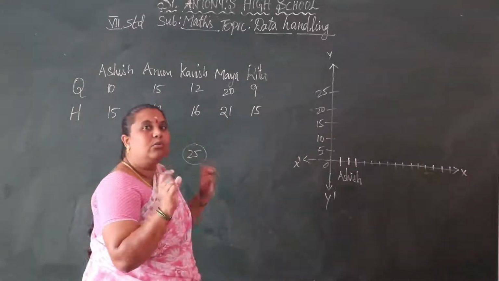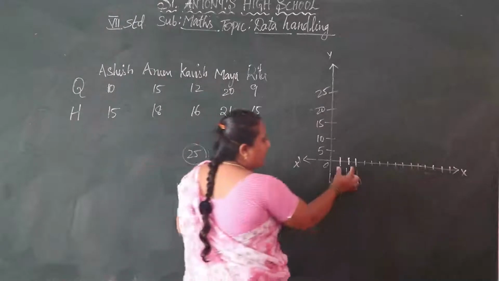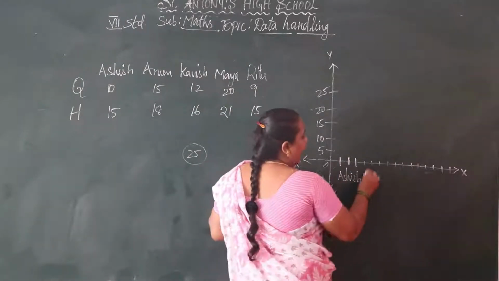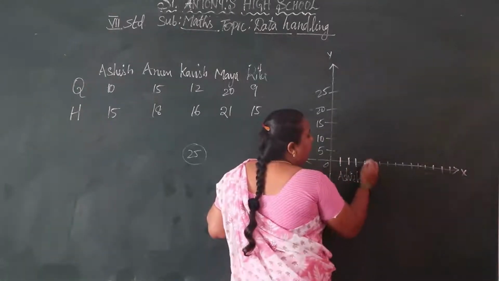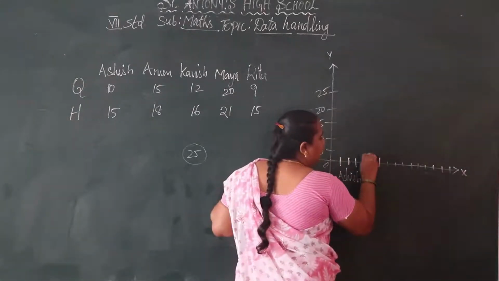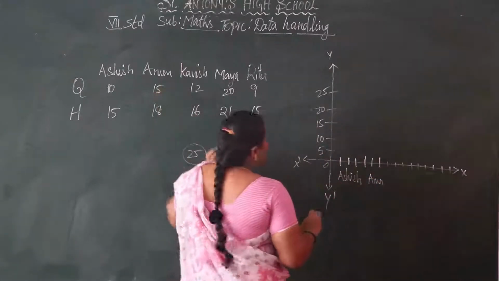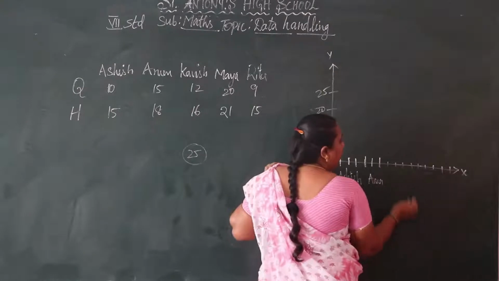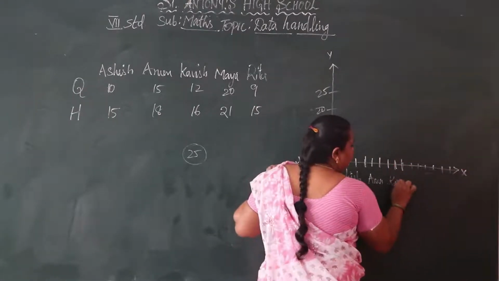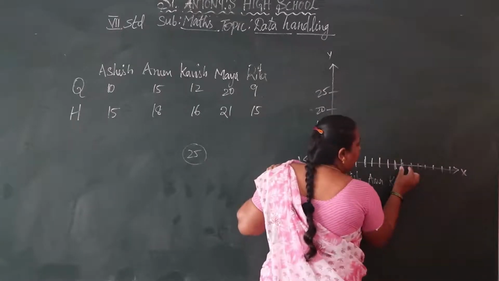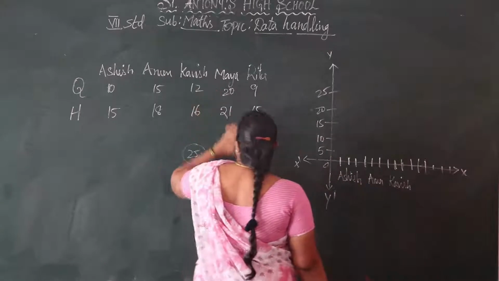So for 1 observation we take 2 units on the x-axis, and after that we give 1 unit of gap. Then we take another 2 units for Arun, then 1 unit of gap, then 2 units for Kavish, then 1 unit of gap, and then 2 units for Maya.